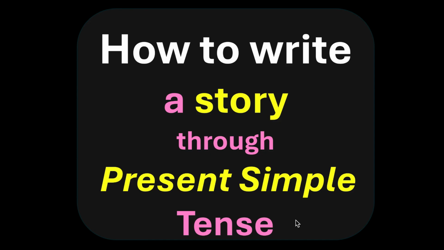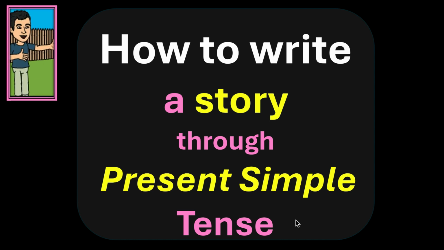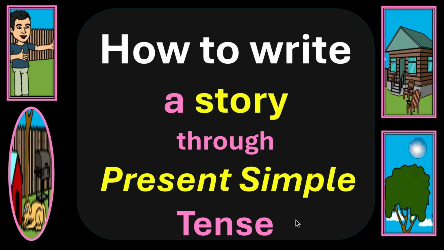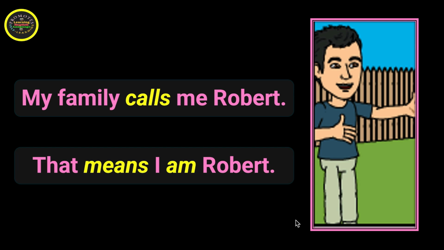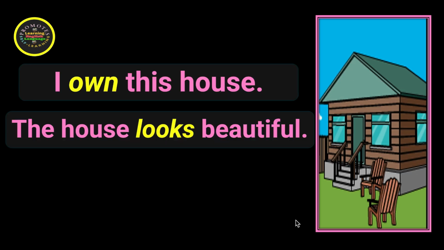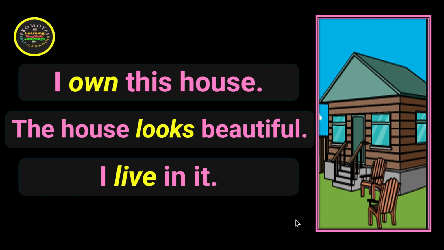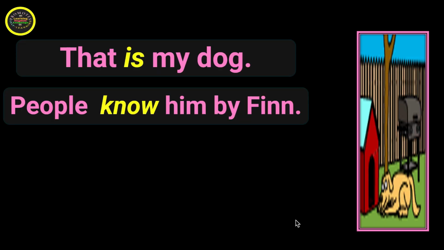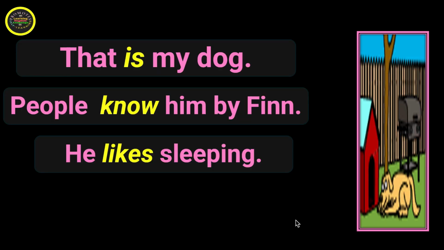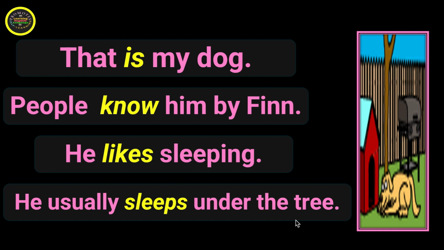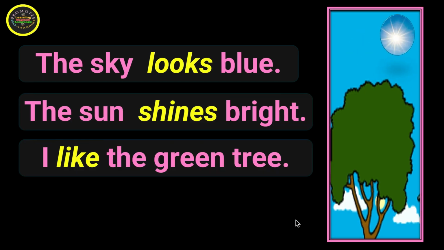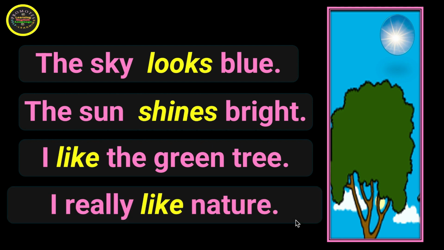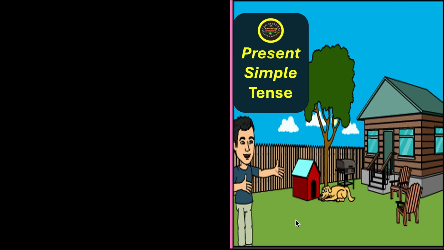How to write a story through present simple tense with the help of selected images which I have taken. My family calls me Robert. That means I am Robert. I own this house. The house looks beautiful. I live in it. That is my dog. People know him by Finn. He likes sleeping. He usually sleeps under the tree. The sky looks blue. The sun shines bright. I like the green tree. I really like nature. Now let's put together all the images and create a beautiful story.